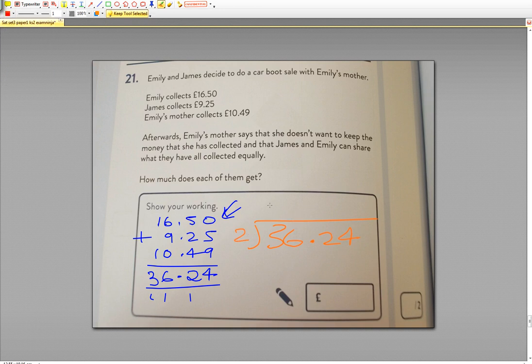So 2 goes into 3 how many times? 1. Remainder? 1. And 2 goes in 16, 8. Copy the decimal point up. 2 goes into 2 how many times? 1. 2 goes in 4, 2. So how much do they get each? 18.12. 18 pound and 12 pence. We don't say 18.12. Say 18.12 if you want to say that. Okay, are we happy with that? Yeah.